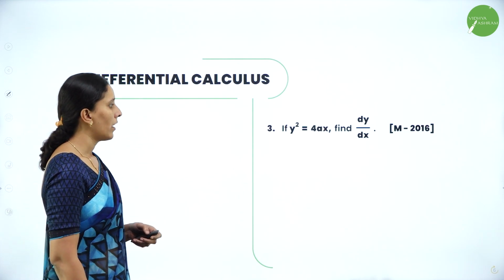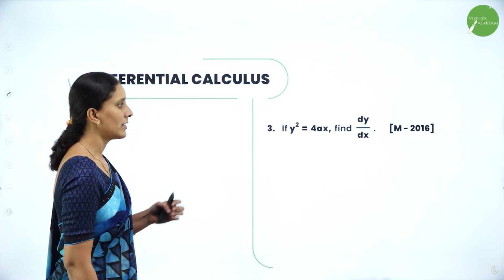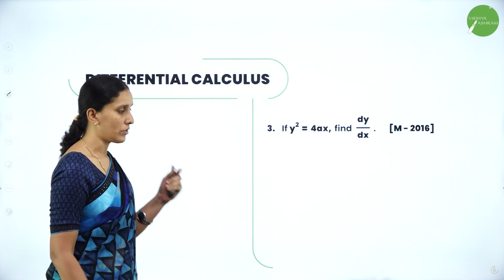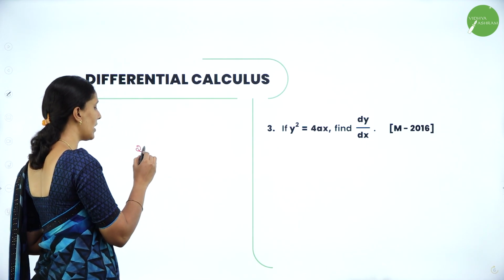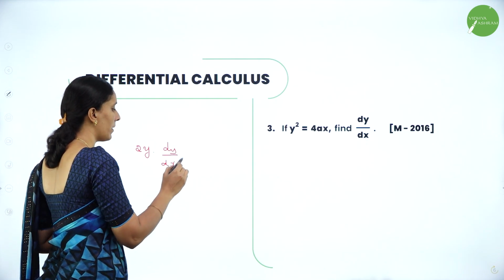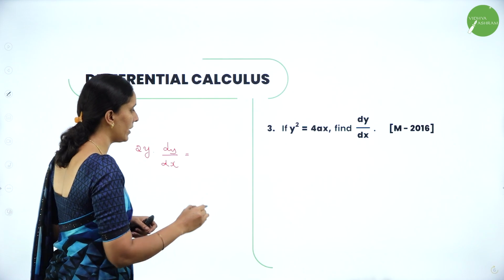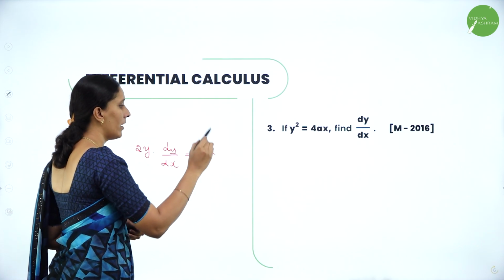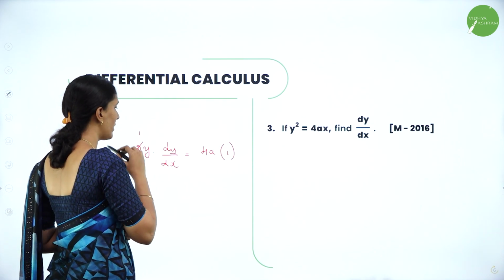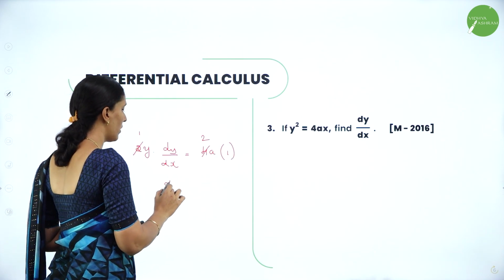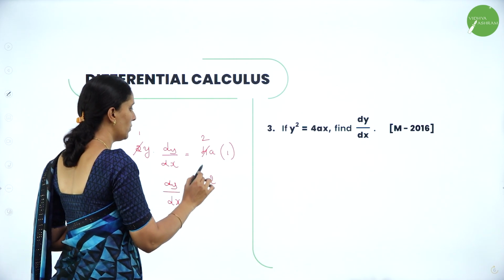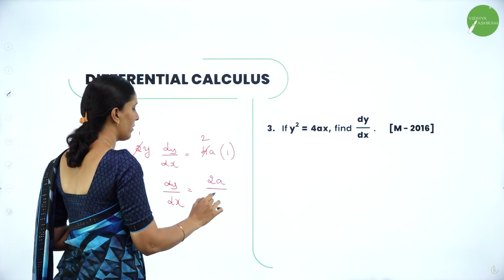Next, if y square is equal to 4ax, find dy by dx. So on the left hand side we have y square. So the derivative of y square can be written as 2y, and along with that we can write dy by dx. So 2y into dy by dx. 4a is constant, derivative of x is 1. So we can cancel, and dy by dx can be written as 2a divided by y.